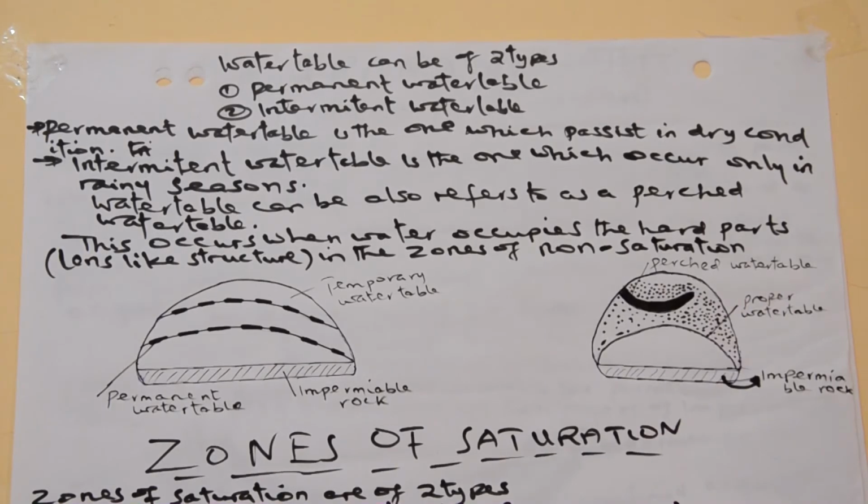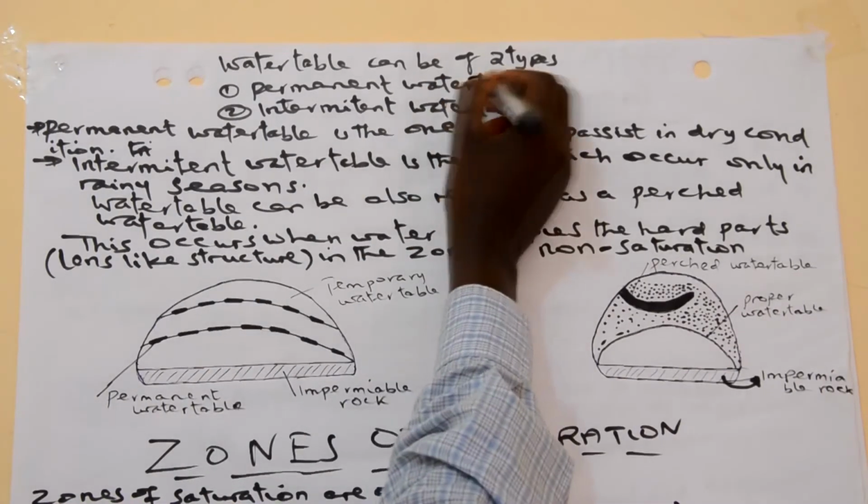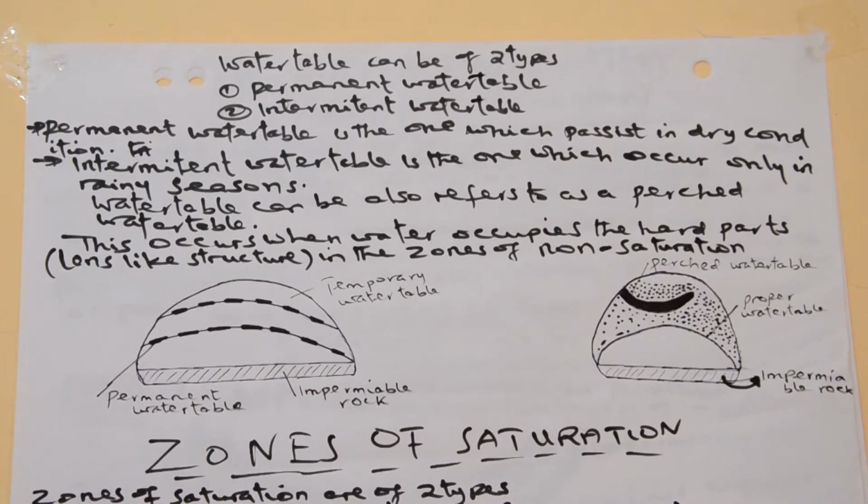Dear students, water table can be of two types. There is a permanent water table, and another is an intermittent water table. We have to describe these two in depth so that they are well understood and to build up confidence when you are in the exam. For instance, the permanent water table is the one which persists in dry conditions. It is the kind of water table which exists throughout, during wet season or dry season. But the intermittent water table is the one which occurs only in rainy season or wet season.